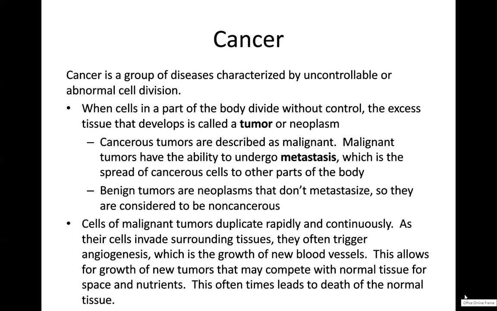And when growth of tissue occurs, growth of blood vessels to supply those cells occurs. Okay. So this can allow for growth of new tumors that may compete with normal tissue for space and nutrients, which often leads to death of normal tissue. Okay. So as tumors get bigger, they hog all the nutrients, they interfere with normal function. That's what ends up causing organs to shut down, and obviously can lead to death of the individual.